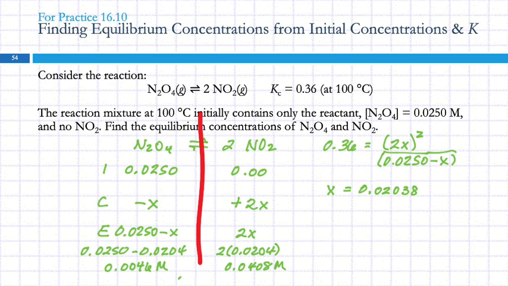There can only be one number that actually fits. There's another root, but if you get the other root, you're going to end up with a negative concentration. Any questions?